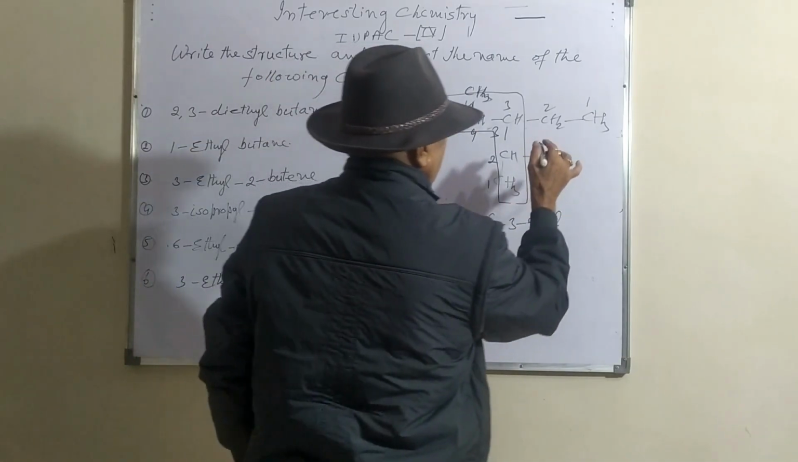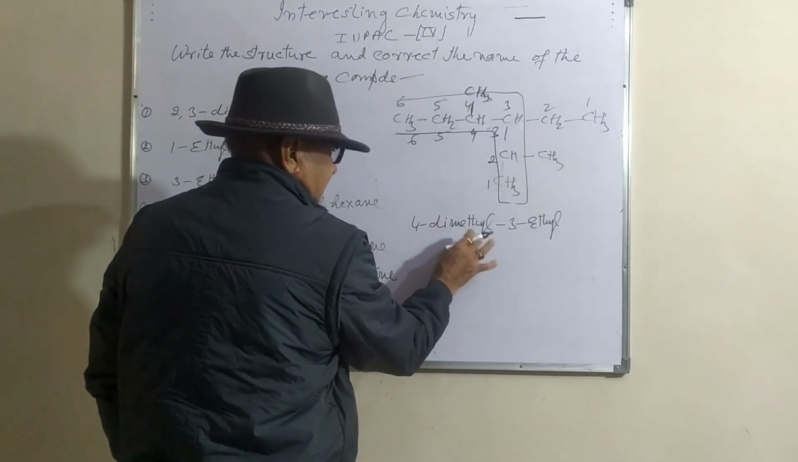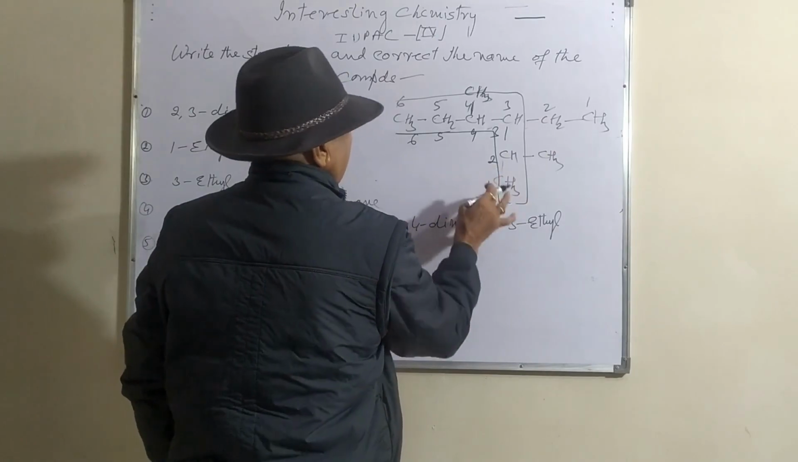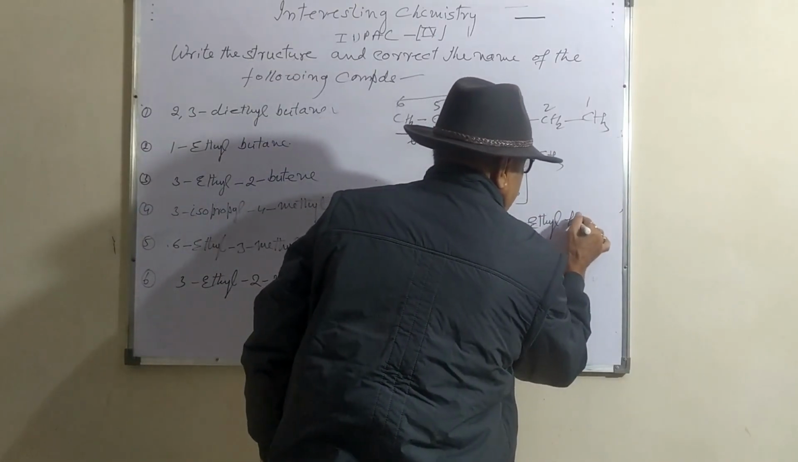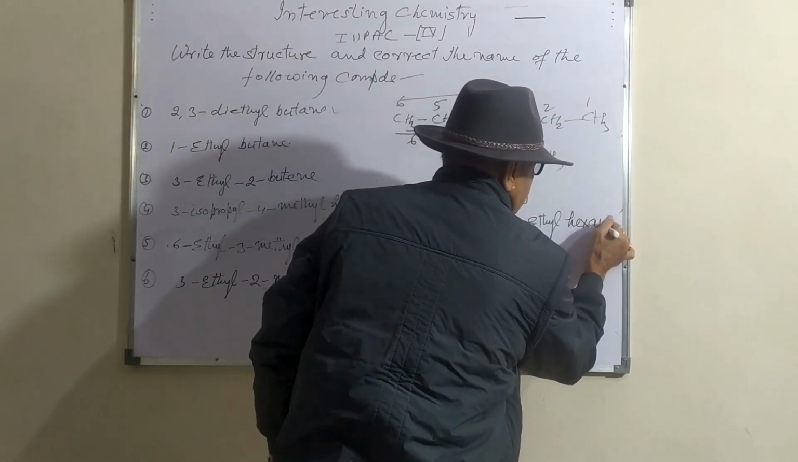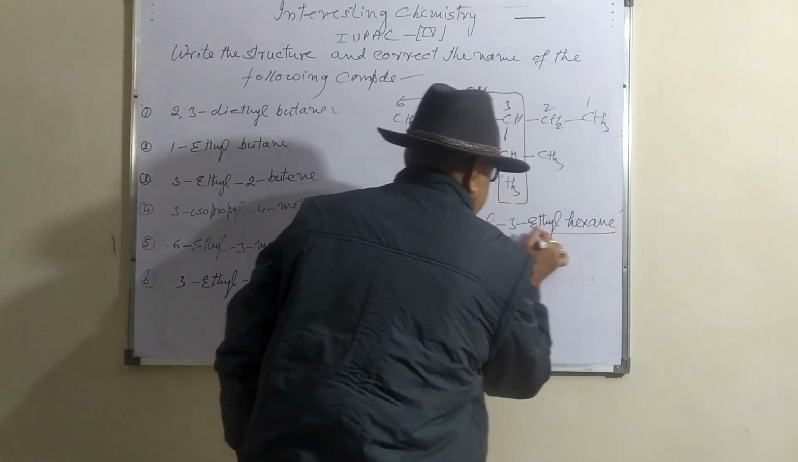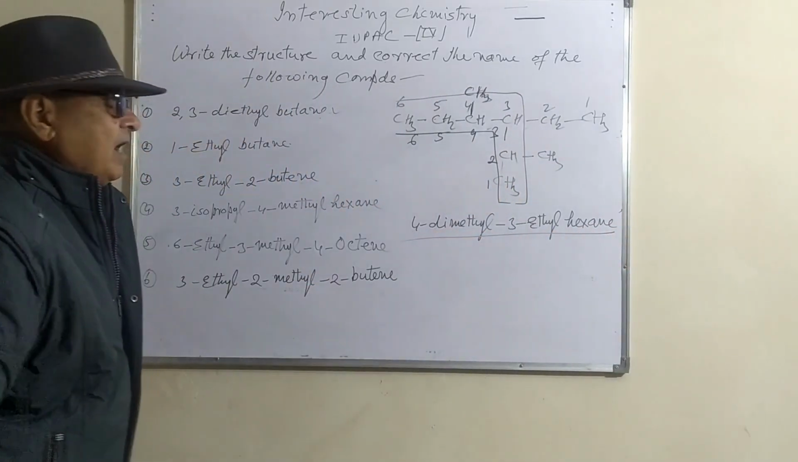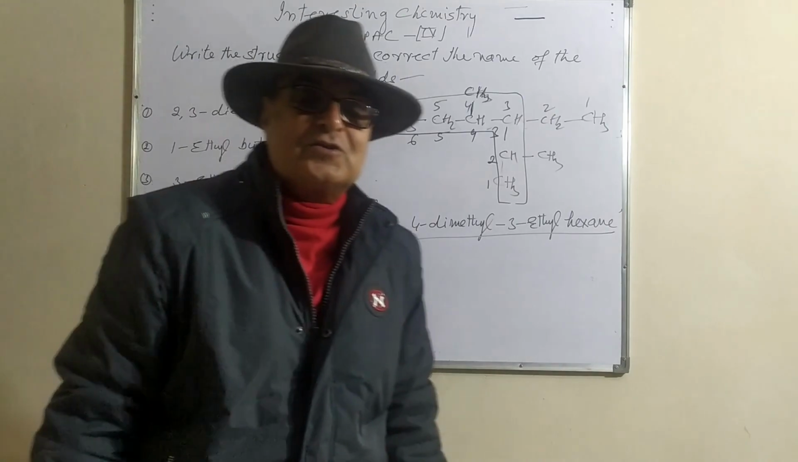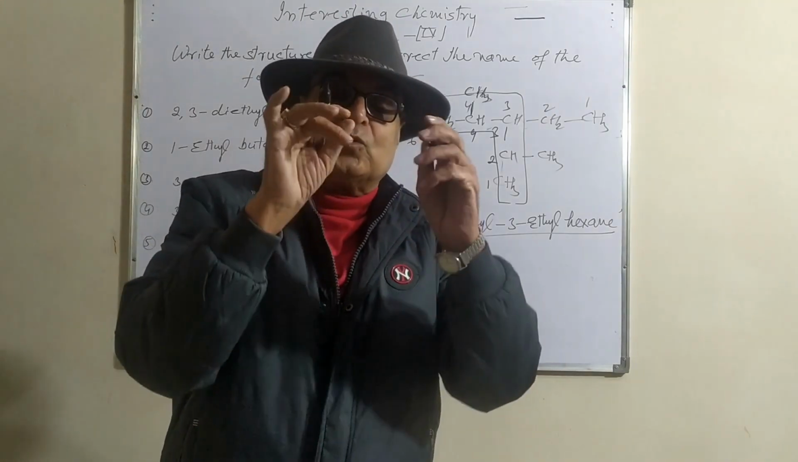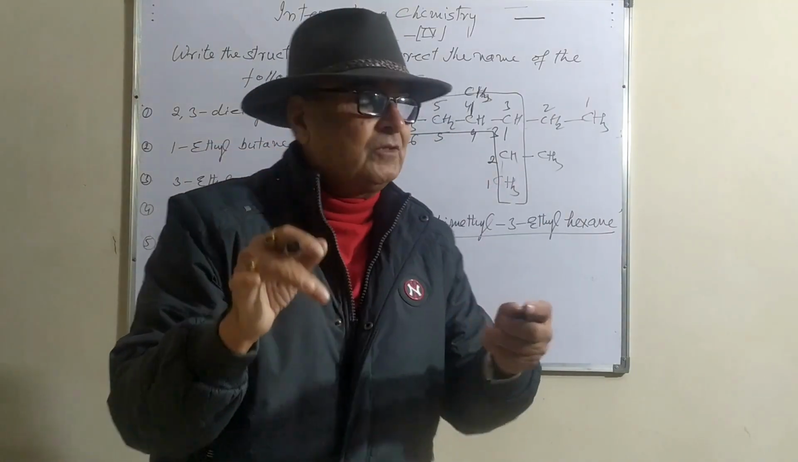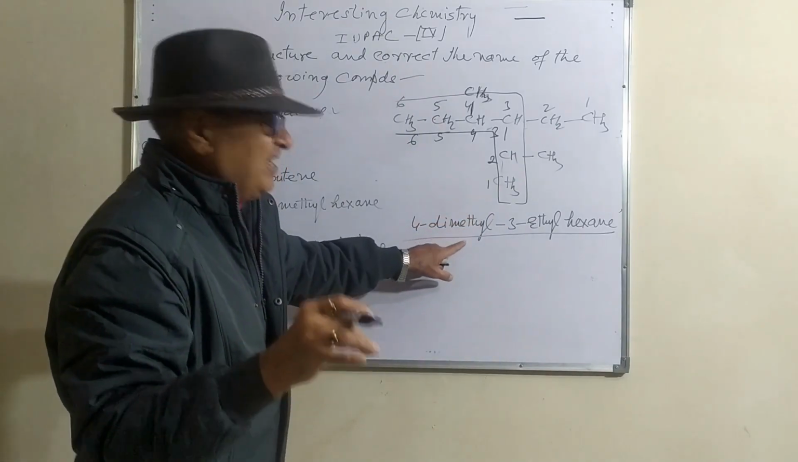3-ethyl, 4-dimethyl, 3-ethyl hexane. It is the name of the compound. Again, if you go to the rules of the IUPAC, then this name is again wrong.